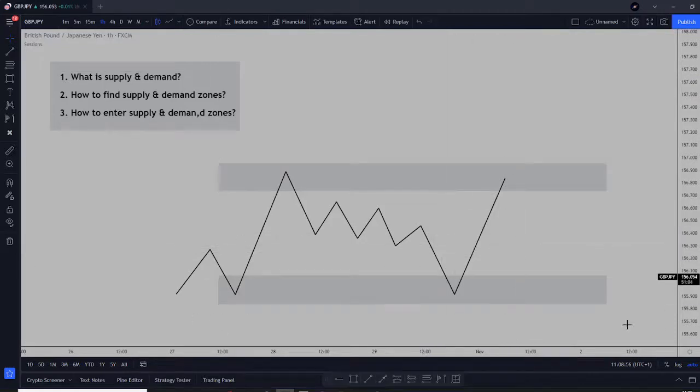We have demand zones and we have supply zones. We have buy zones and we have sell zones. You can call them whatever and however you want them, but it's that simple. We look to buy at low prices, at low points, and we're looking to sell at expensive prices at high points. Now, how to find supply and demand zones?